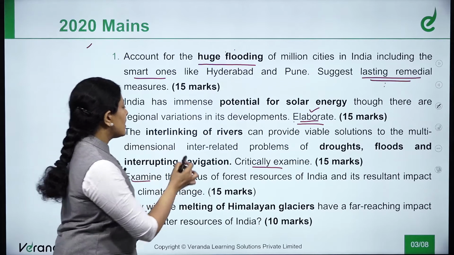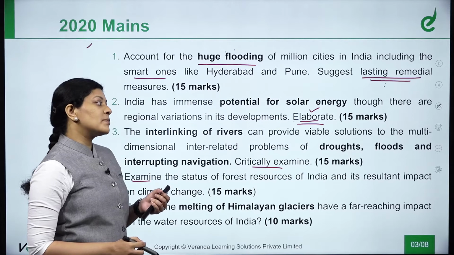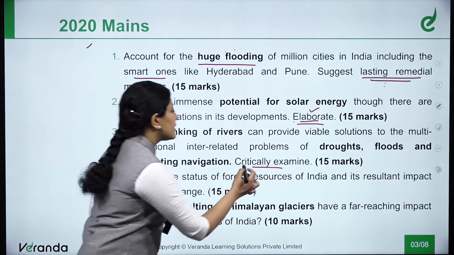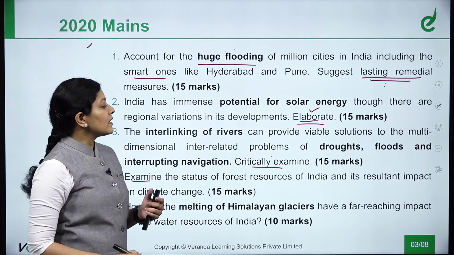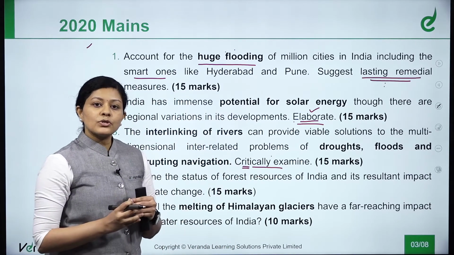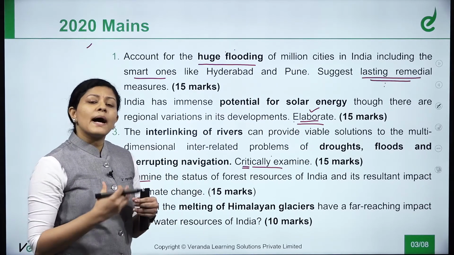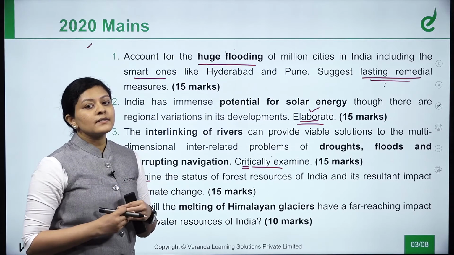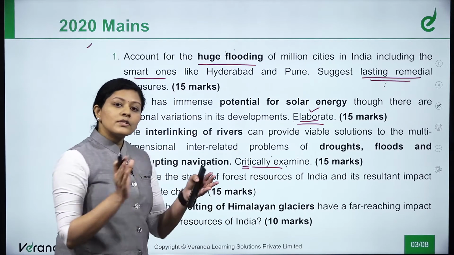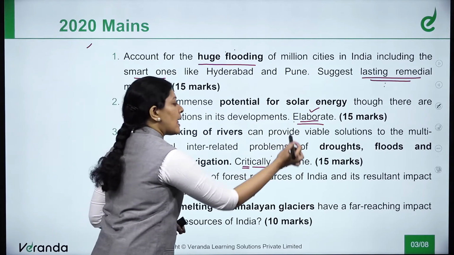And here in this, they have: interlinking of rivers can provide a viable solution to the multidimensional interrelated problems of droughts, floods, and interrupting navigation. Here they have asked to critically examine. They are giving the word critically. That means you are supposed to say the positives and the negatives of this particular statement and then take a balanced conclusion, which you feel is better for the particular statement. So you have to examine critically. Both sides have to be argued and there should be a balanced conclusion. So this is the difference between elaborate and critically examine.